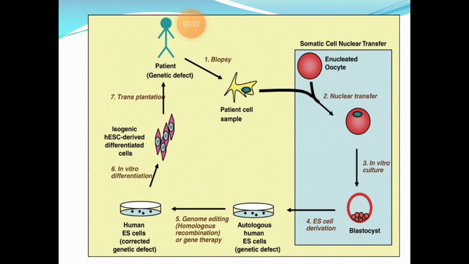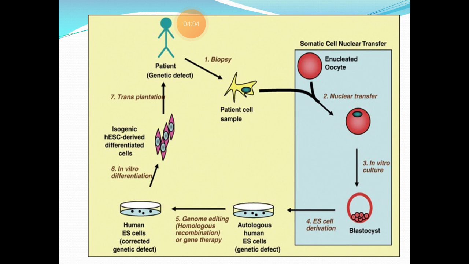Then, in embryonic gene therapy, what is done? Here is a patient with the genetic defect, and a biopsy is done and the patient's cell sample is taken. At the same time you take an enucleated oocyte, that is an oocyte without the nucleus, and then the nucleus of the patient cell is transferred to the enucleated oocyte, and later this oocyte is put into in vitro culture.